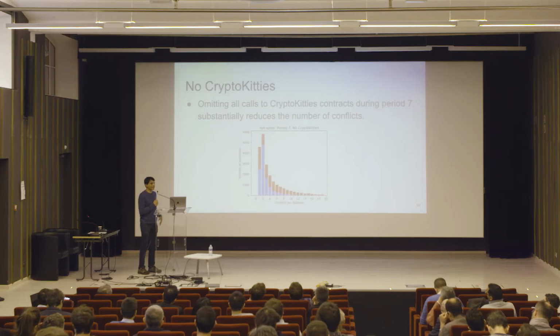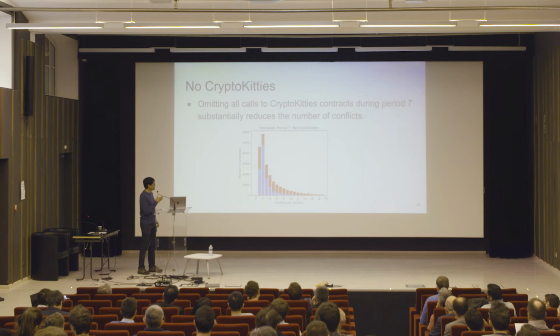And I did that, and I looked at what was the result on the hotspot distribution that I showed you before. And as you can see, just removing this one contract makes the hotspot distribution resemble that from periods 5 and 6. So this suggests that it could be worthwhile to focus on a small number of contracts, in particular something like CryptoKitties.